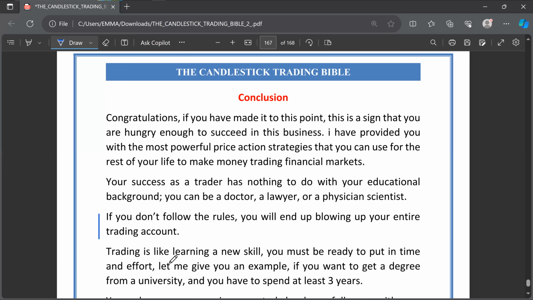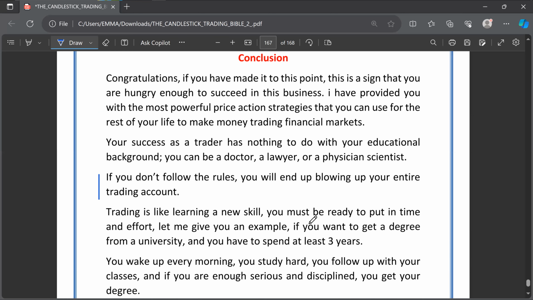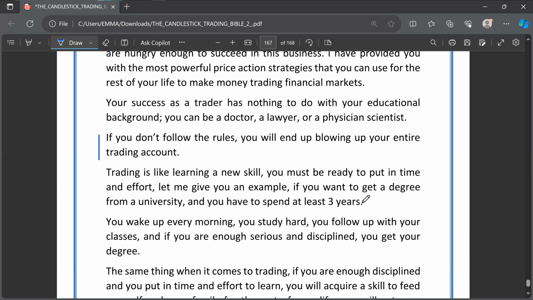Trading is like learning a new skill. You must be ready to put in time and effort. Let me give you an example. If you want to get a degree from a university, you have to spend at least 3 years. You wake up every morning, you study hard, you follow up with your classes. And if you are serious enough and disciplined, you get your degree.